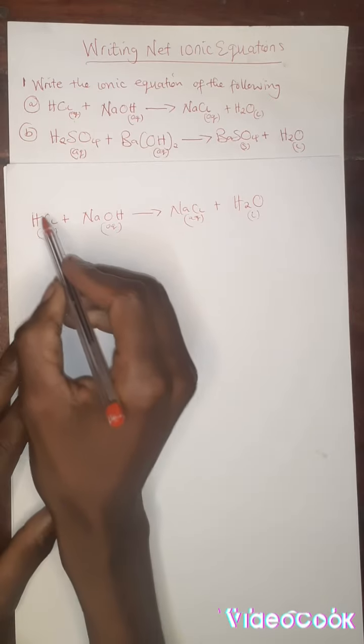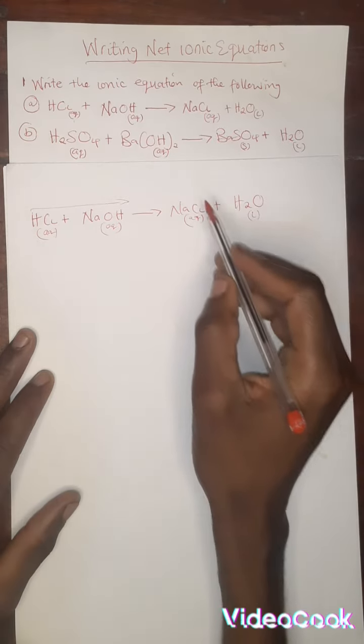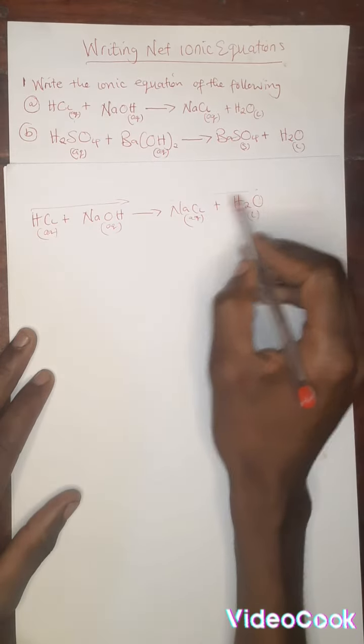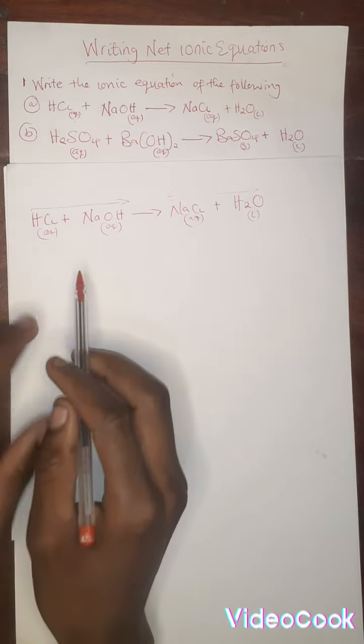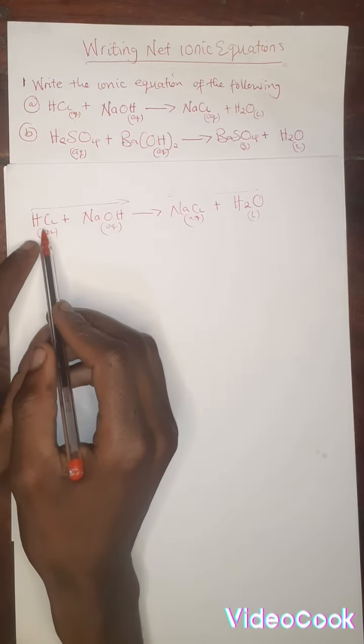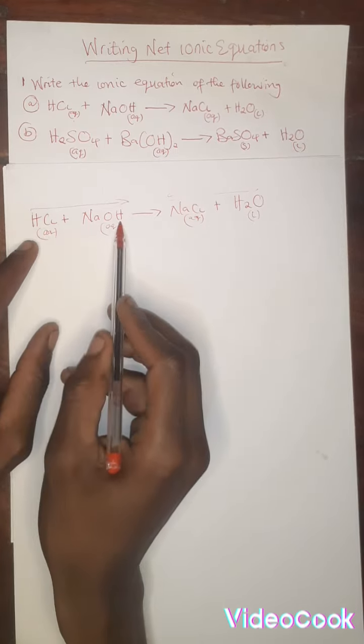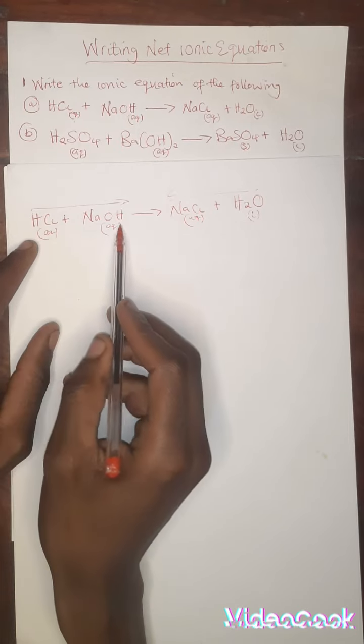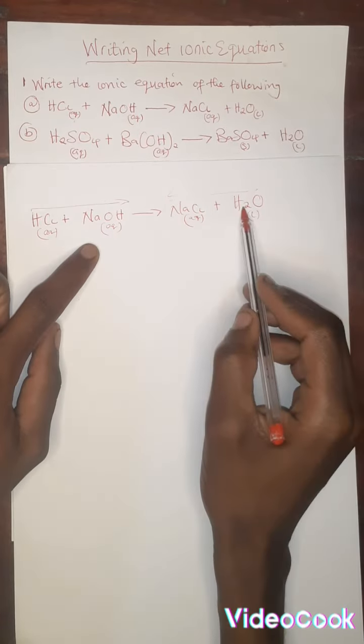To write the net ionic equation, you need to balance the chemical equation. You have to make sure that the atoms on the left side of the reaction are equal to the atoms on the right side of the reaction. So we start counting. You can see hydrogen here. We have two atoms of hydrogen: here there is one, here there is one, together two. Here we have two hydrogen.